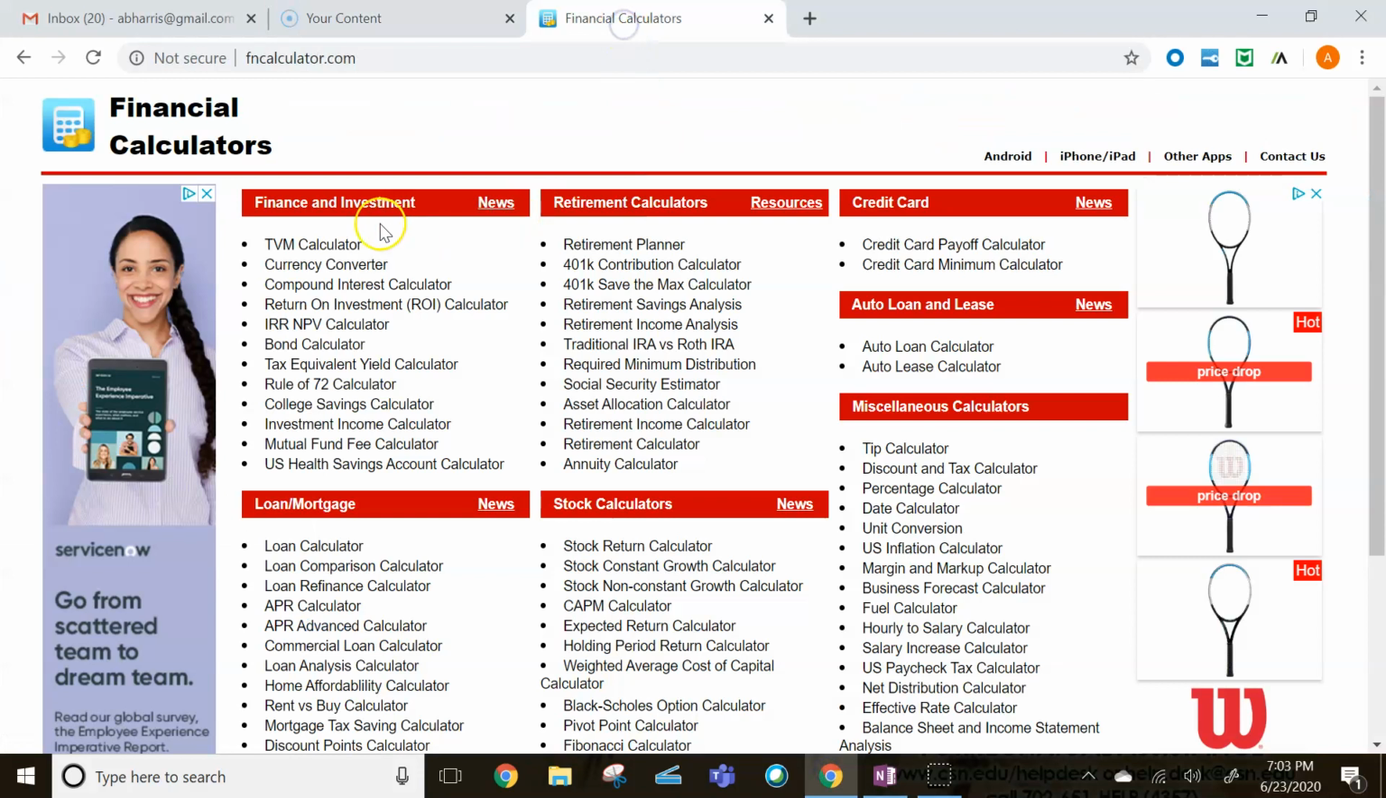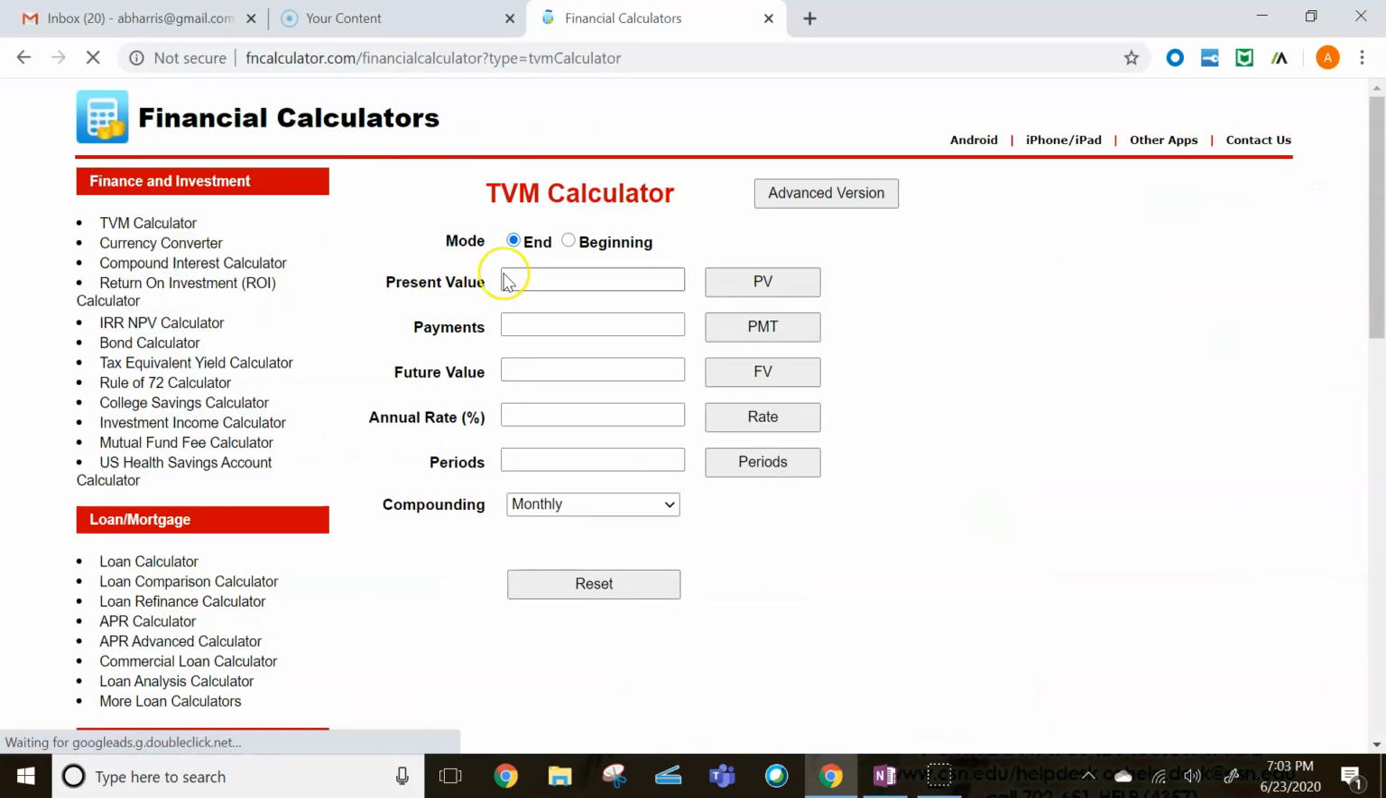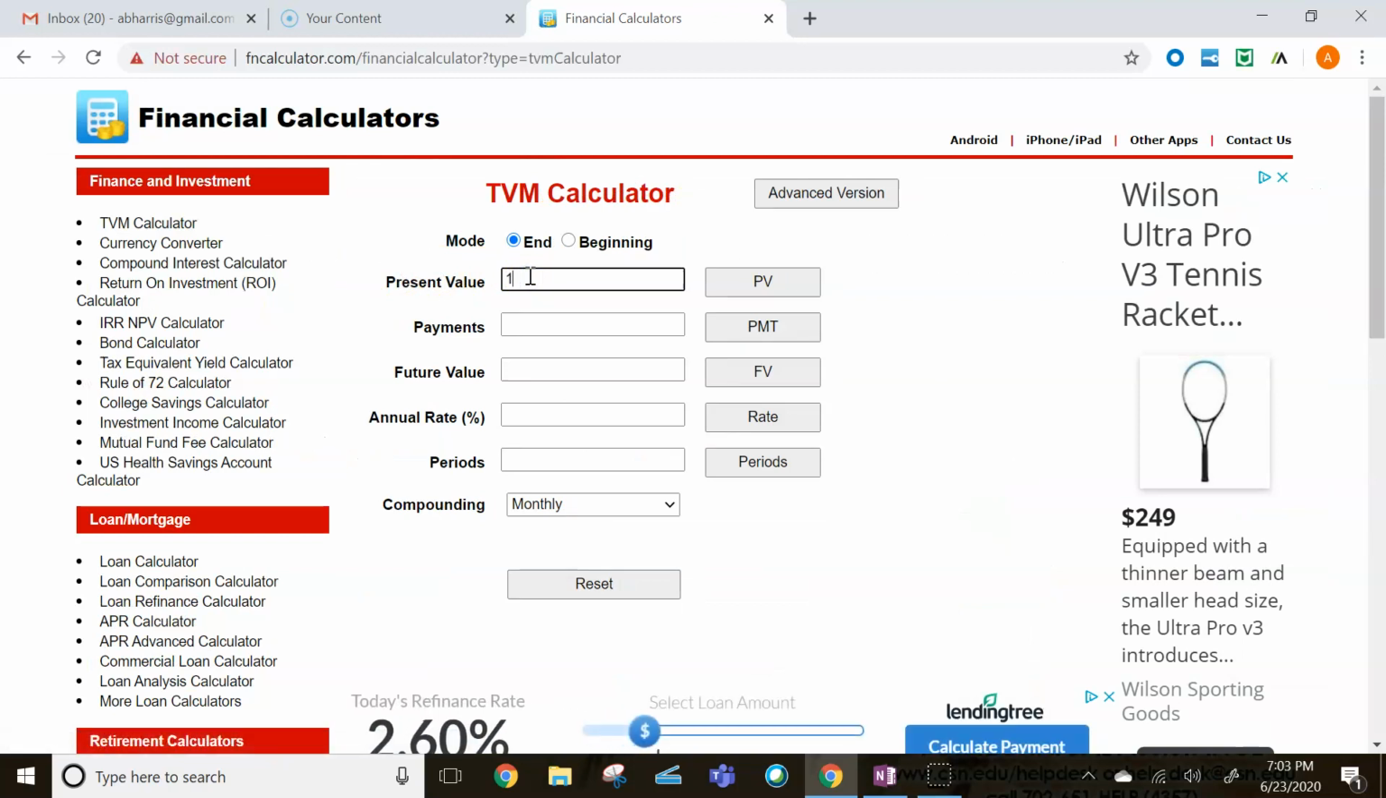Let's go to our time value money calculator, fncalculator.com. Hit the time value money calculator, 175,500. Whoops. 175,500. Future value 0. Make sure your mode's on end right there. Your rate is 7.5. 30 years, 30 times 12, 360.